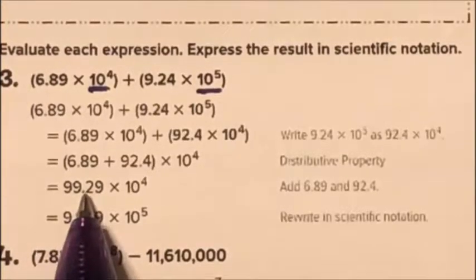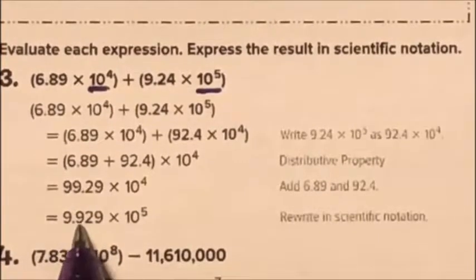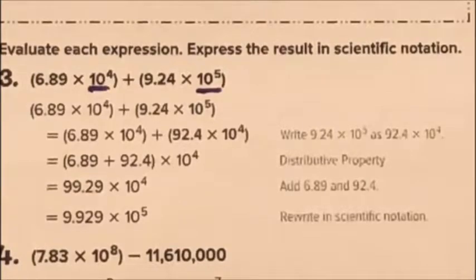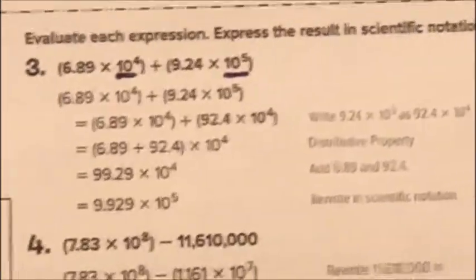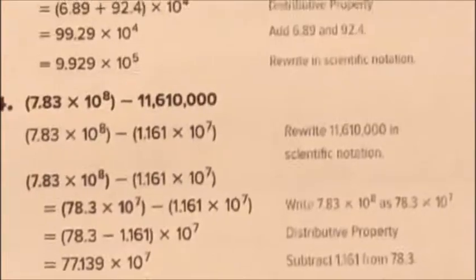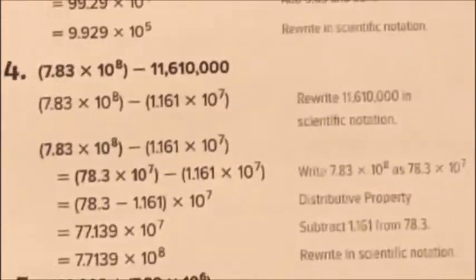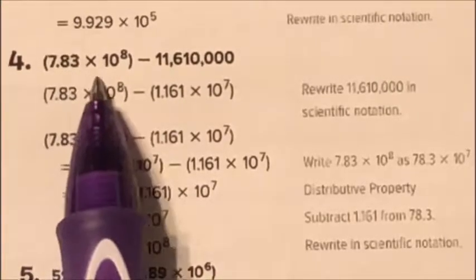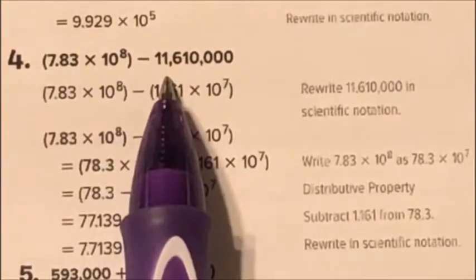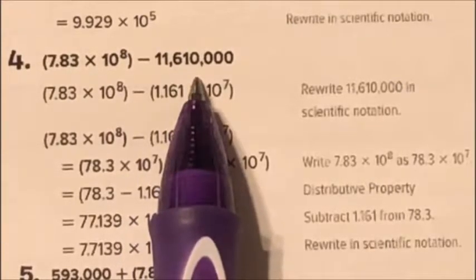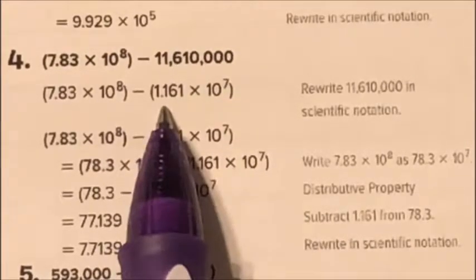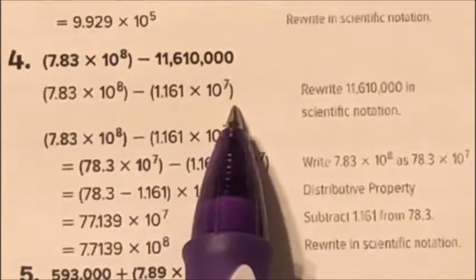Then I can rewrite it in scientific notation. So I need to move my decimal one place over. So now I have 9.929 times 10 to the 5th. Let's look at problem 4. Okay. So problem 4, 7.83 times 10 to the 8th minus 11,610,000. Okay. I can rewrite this in scientific notation as 1.161 times 10 to the 7th.